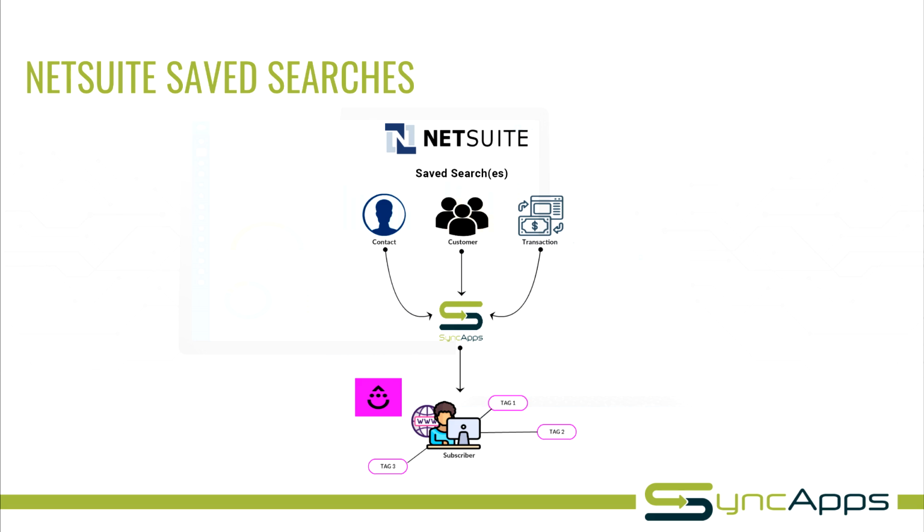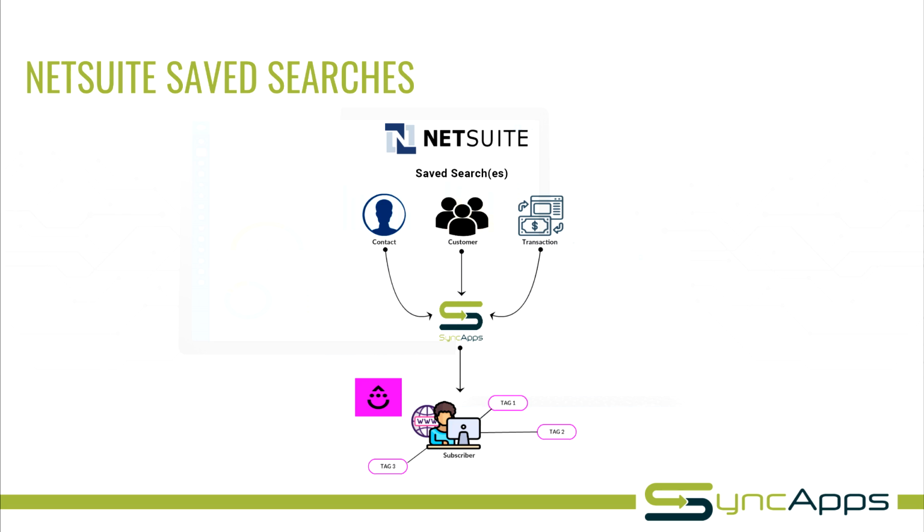Hey guys, let's talk about this flowchart. NetSuite saved searches and how SyncApps can help you sync or copy records under a saved search to Drip. So SyncApps will pull records from each of the saved searches that you have specified in step 1, as Joanna showed you earlier on the demo. Then SyncApps will create a Drip subscriber corresponding to each of the records from your saved search.